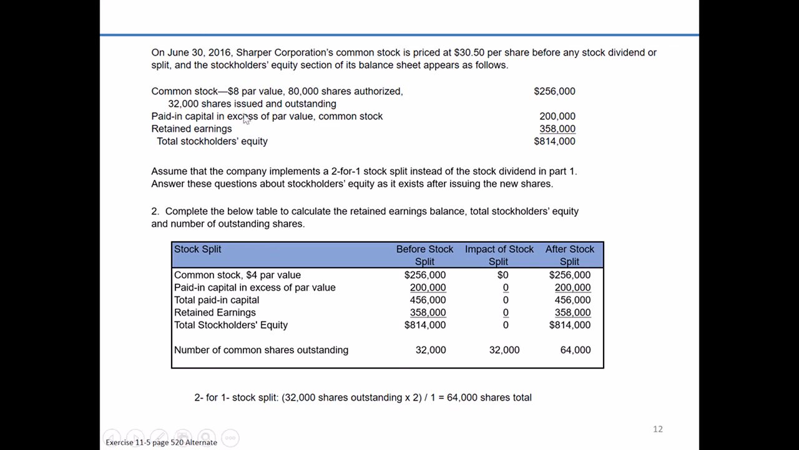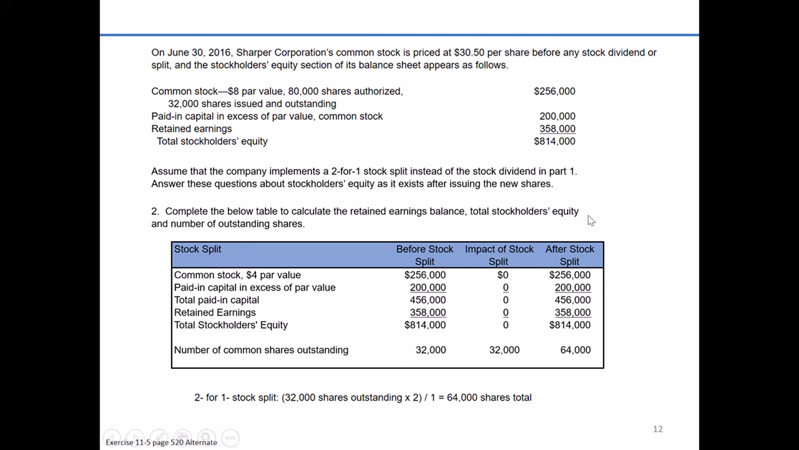In fact, we're taking the $8 par value, dividing it by 2 since it's a 2 for 1 stock split, and now the par value is going to be $4. And we can work out the math and that makes sense. $4 par value times 64,000 shares issued and outstanding still equals the 256,000.